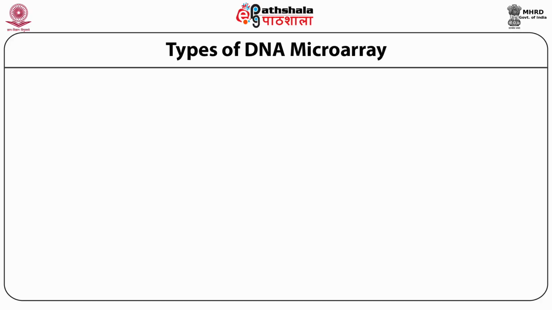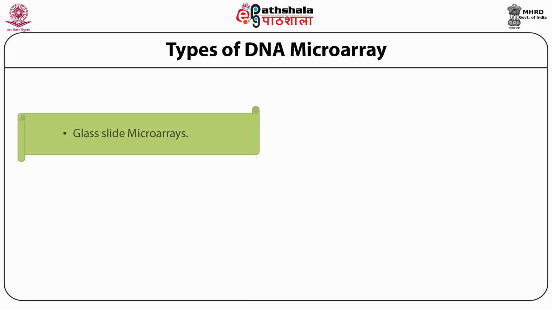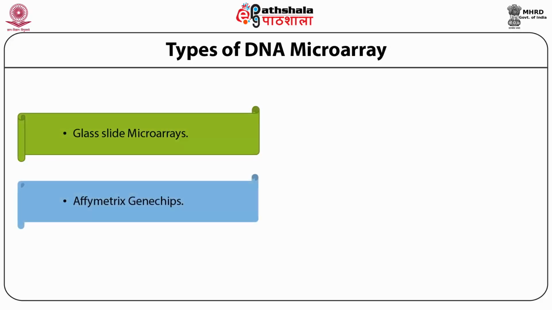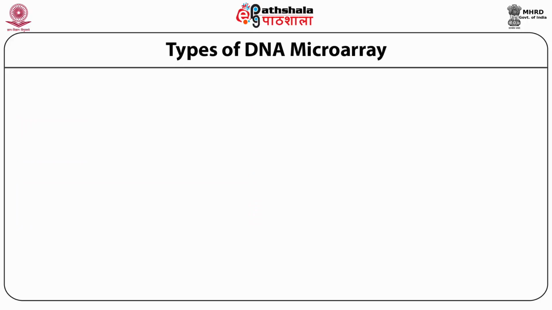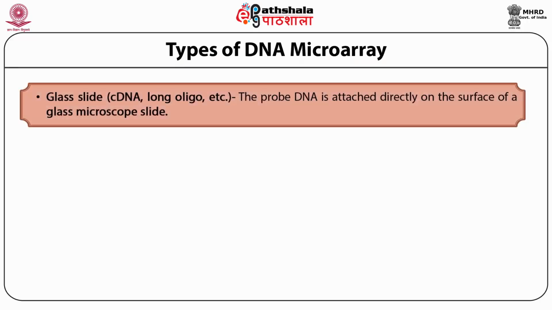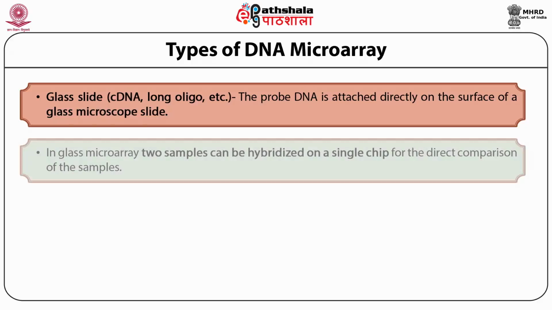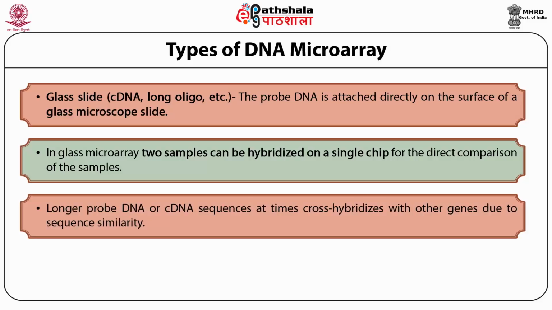Types of DNA microarrays. There are basically two different types of DNA microarray. One is the glass slide microarrays and second is the Affymetrix gene chips. Types of DNA microarrays. Glass slide microarray. The probe DNA is attached directly on the surface of a glass microscope slide. In glass microarray, two samples can be hybridized on a single chip for the direct comparison of the samples. Longer probe DNA or cDNA sequences at times cross-hybridize with other genes due to sequence similarity.